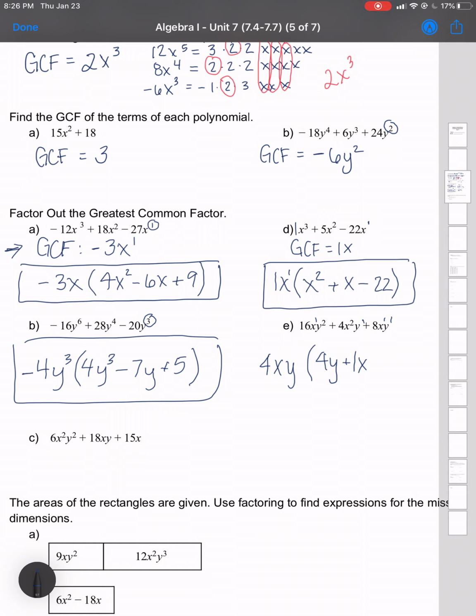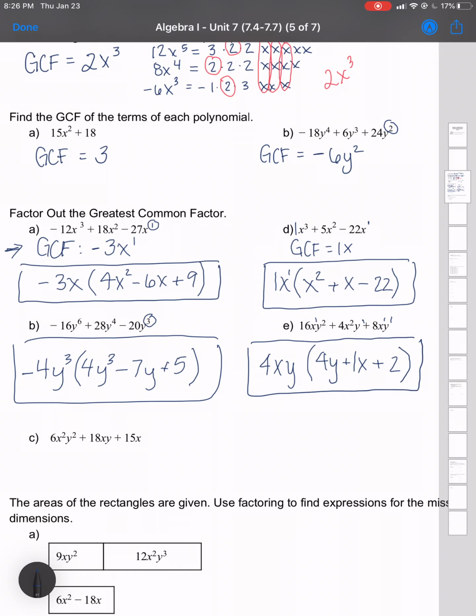Then lastly, 8xy divided by 4xy. 8 divided by 4 is 2. You had 1 x, you took 1 away, so you have none left. And the same thing with your y's. You had 1, you took 1 away, you have none left.